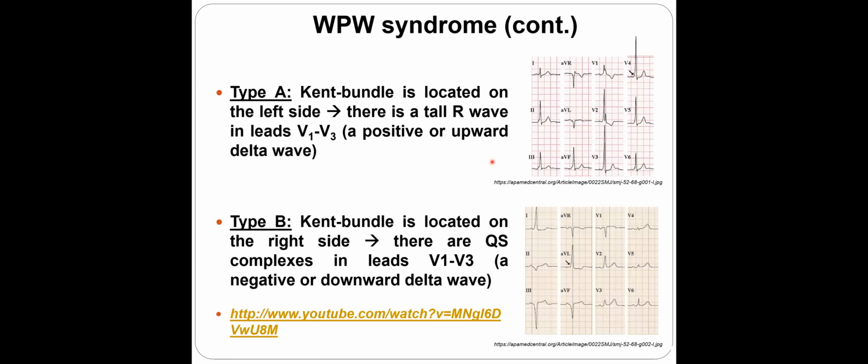There are two types, depending on where the Kent bundle is located. If the Kent bundle is located on the left side, it means that in V1 we have a high R wave. So the delta wave will start positively, everything coming from the left to the right. If it's located on the right side, everything is going from right to the left, so it will be similar to a left bundle branch block. As you see here in V1, a negativity, but this Kent bundle can be anywhere.